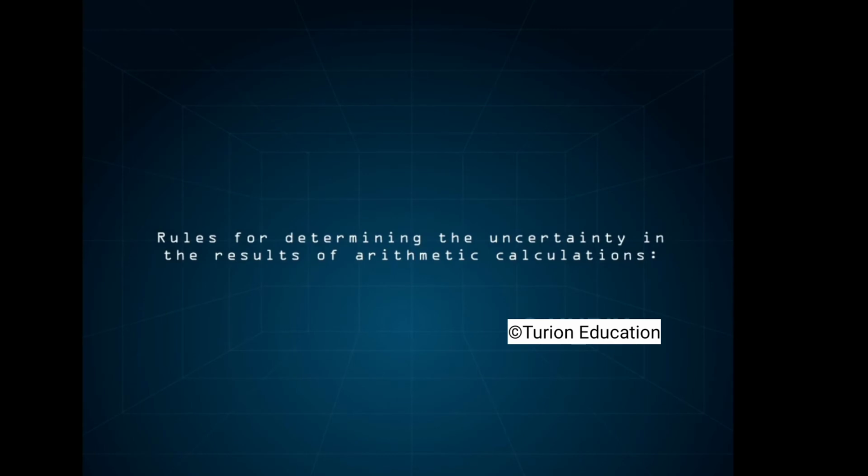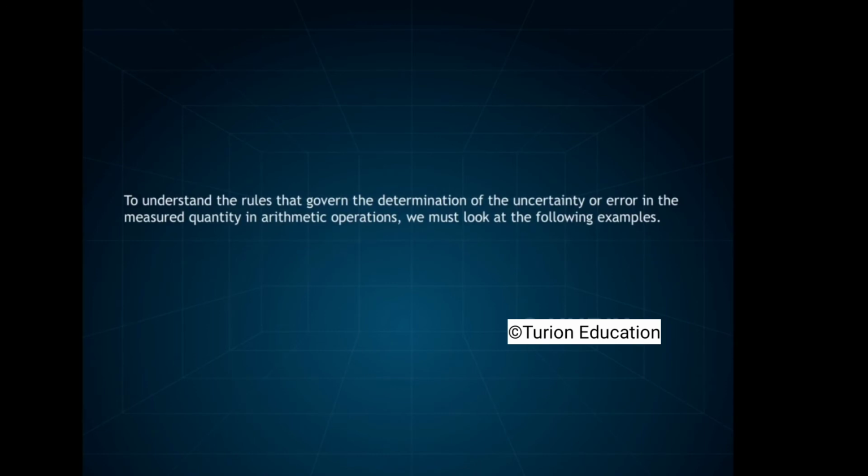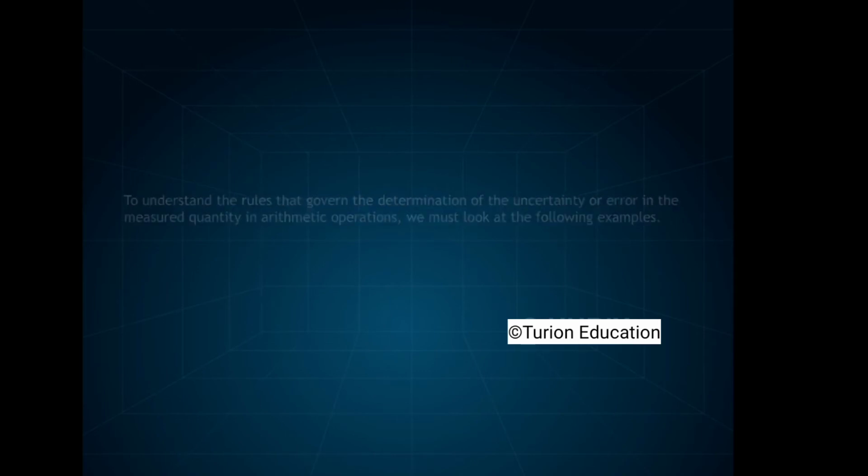Rules for determining the uncertainty in the results of arithmetic calculations. To understand the rules that govern the determination of the uncertainty or error in the measured quantity in arithmetic operations, we must look at the following examples.